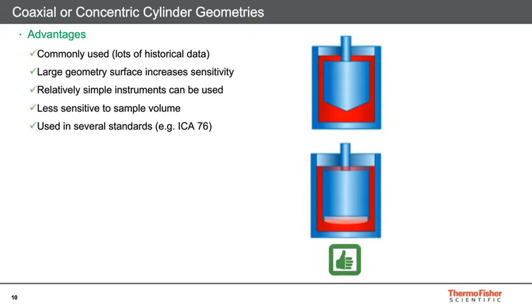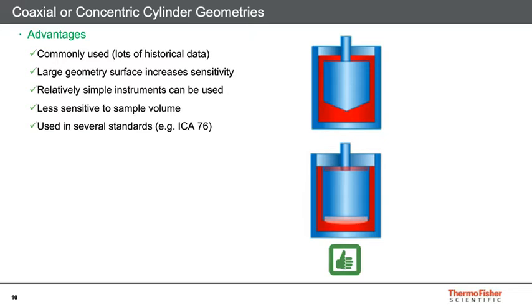There's lots of historical data. You can use very simple instruments with this type of setup. You use a simple viscometer that you attach a bob to and it rotates at a single speed. You can measure viscosity relatively easily. It's not very sensitive to sample volume, so if it requires, let's say, 10 to 20 mils, and you add half a mil or a milliliter too much, it's not going to greatly affect your viscosity measurement. So they're good for a quality control measurement when you can't add precise amounts of sample. And they're commonly used in several standards to measure viscosity of certain materials, ISO or ASTM type standards.